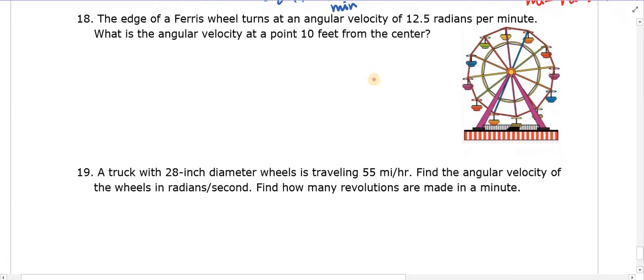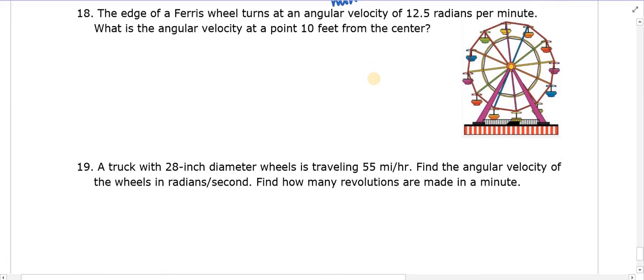Now for number 18. For number 18, it says the edge of the Ferris wheel turns at an angular velocity of 12.5 radians per minute. What is the angular velocity at a point of 10 feet from the center? So the angular velocity doesn't change whether you measure it in the middle of the radius or at the edge of the radius. So this distance or the radius doesn't really matter.